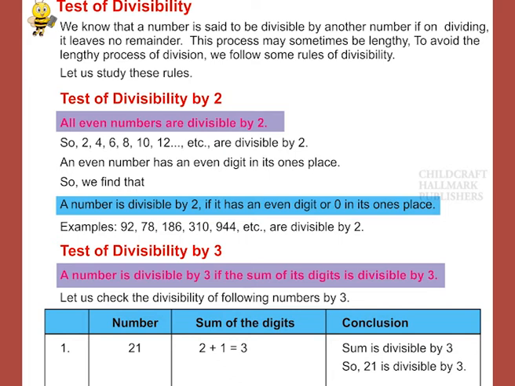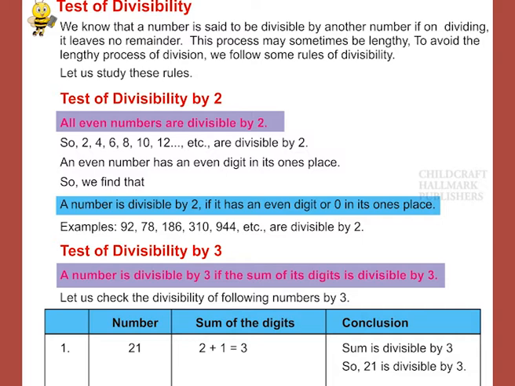Test of divisibility. We know that a number is said to be divisible by another number if on dividing it leaves no remainder. This process may sometimes be lengthy. To avoid the lengthy process of division, we follow some rules of divisibility. Let's study these rules. Test of divisibility by 2.